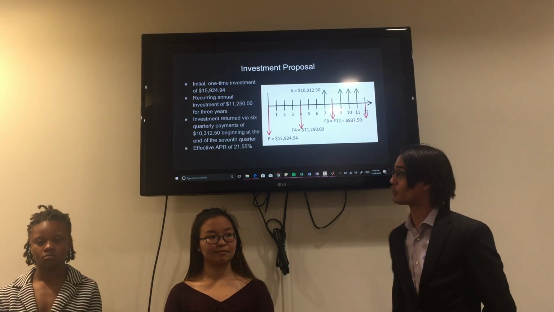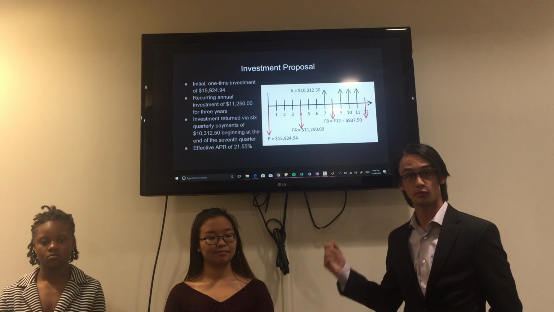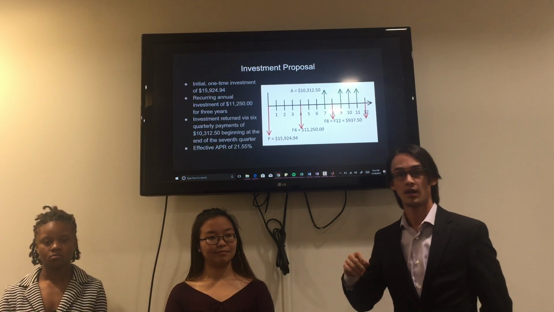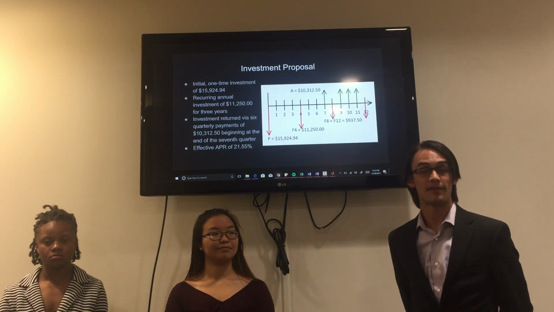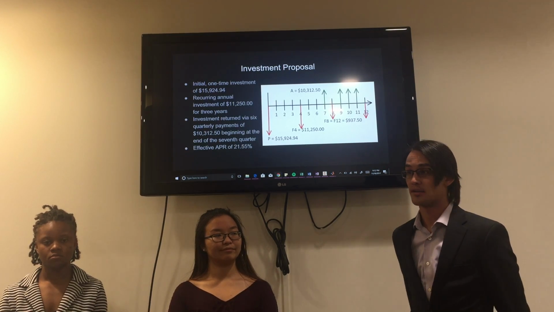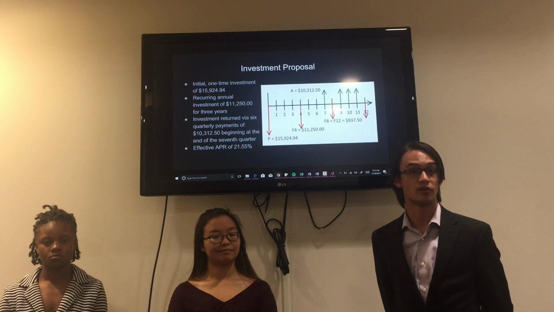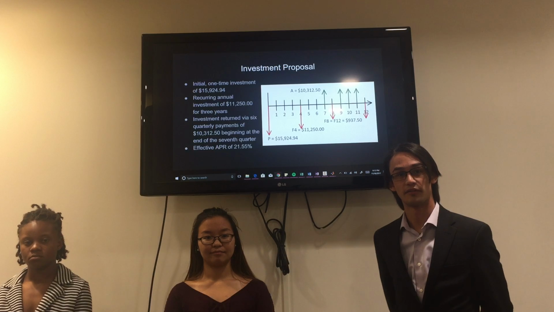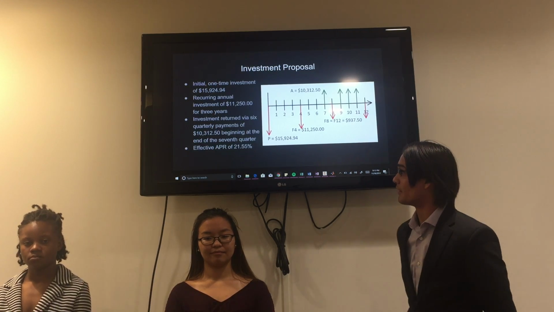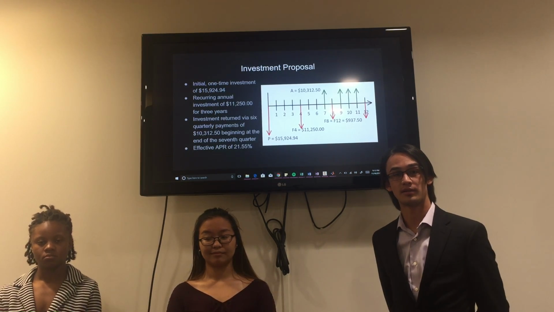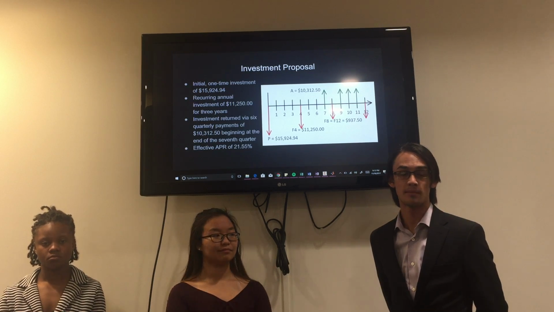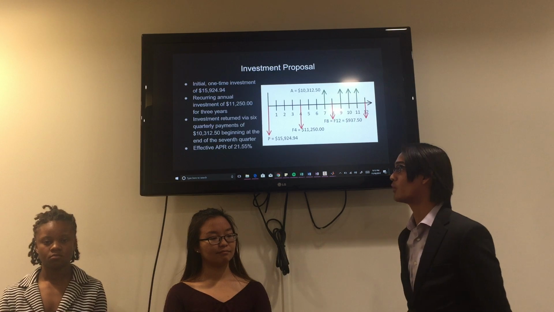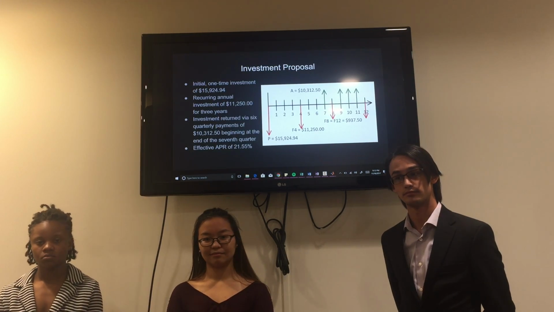The team will return the investment over 6 quarterly payments of about $10,312 each, starting at the end of the 7th quarter, and these will continue until the end of the 3rd year. This will return the investment to VTEPs at an effective annual percentage rate of about 21.55%.